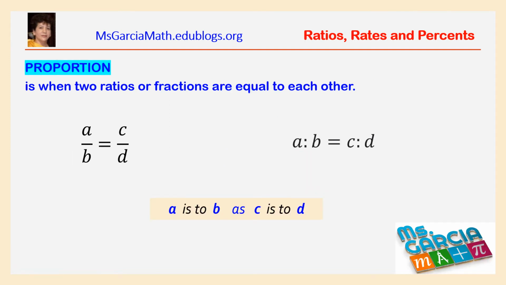Proportion is a mathematical comparison between two ratios. It can be written in two ways, as two equal fractions, such as a divided by b equals c divided by d, or using a colon, a to b equals c to d. Pairs of ratios are usually pronounced as a is to b as c is to d.